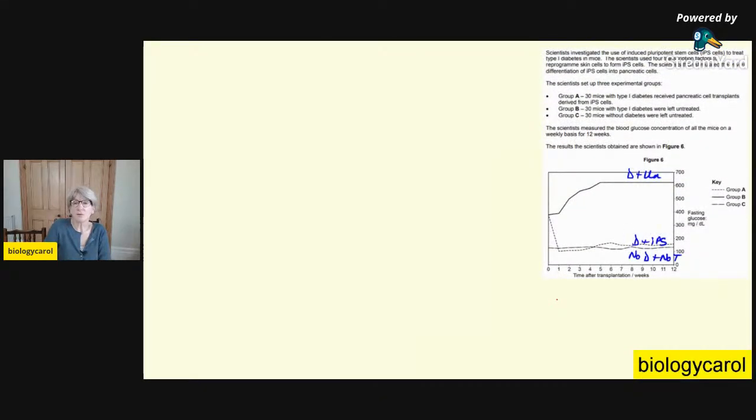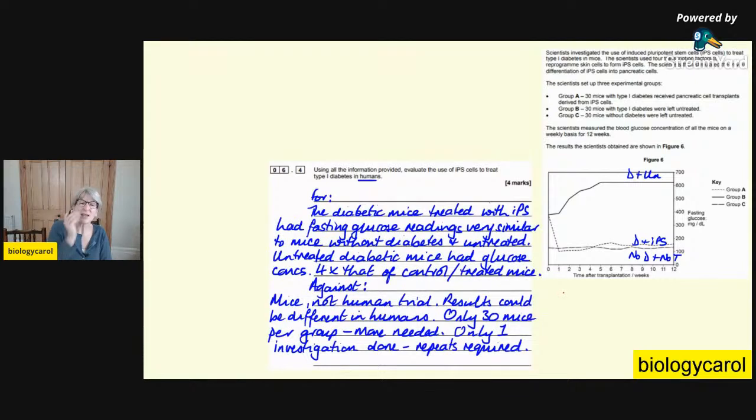Oh, that's annoying. It hasn't come up as I hoped it would. Anyway, using all the information provided, here we go again: evaluate the use of iPS cells to treat type 1 diabetes in humans. Okay, so evaluate pros and cons, looking for evidence that supports and goes against the claim in the data, and then when you can't say anything more about the data, critique the method.